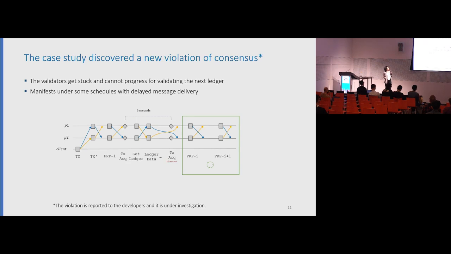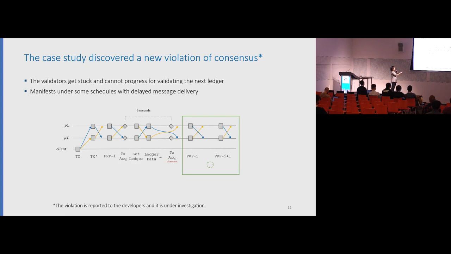As I said earlier, our case study also discovered a new violation of consensus, which was not known before. Here is a simple illustration of the buggy execution. In the buggy execution, two processes had in their proposal rounds missed some transactions. In that case, they asked for the transaction by sending a get ledger message on the network.